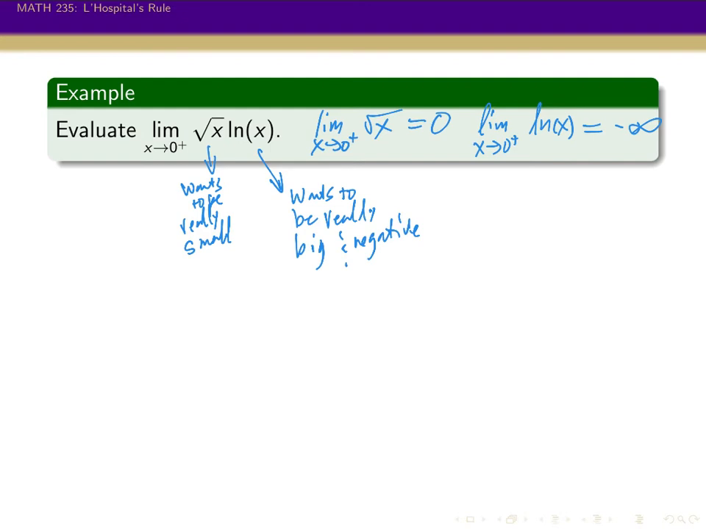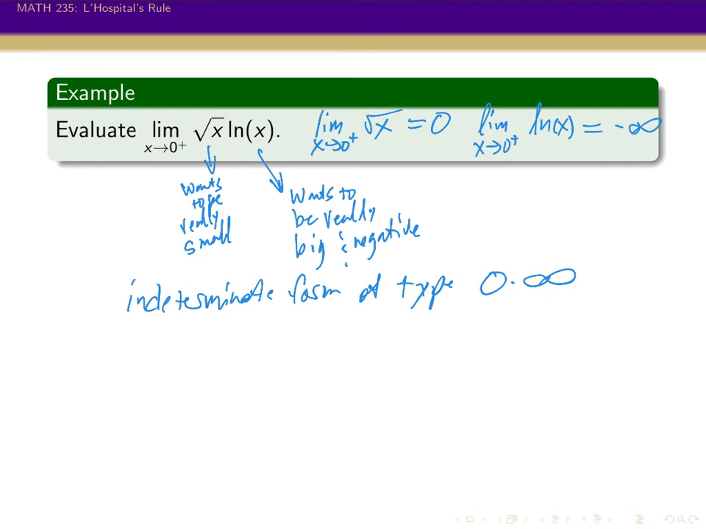And so this is an indeterminate form of the type, well, square root of x is trying to go to 0, but natural log of x is trying to go to plus or minus infinity. And so we'd say that this is a 0 times infinity type.